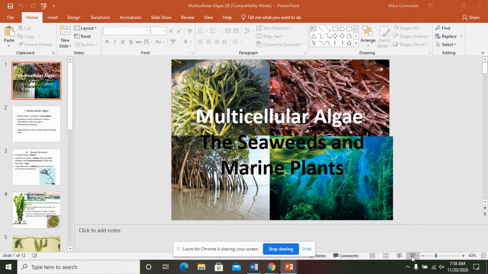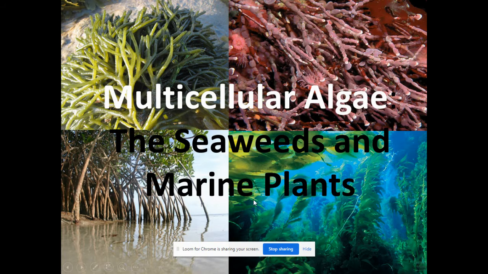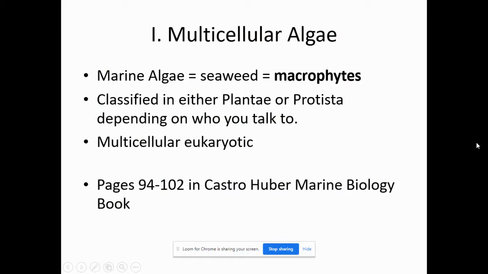So these are the seaweeds and the marine plants, and here's just a couple different examples of different types of algae. So multicellular algae, these are marine algae like seaweed. They're also called macrophytes, and they're classified in either the plant or the protista group, depending on who you talk to. They're multicellular and eukaryotic, and this comes from a book called Castro-Huber Marine Biology.